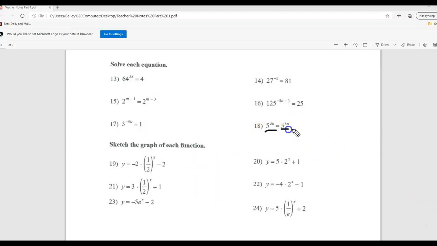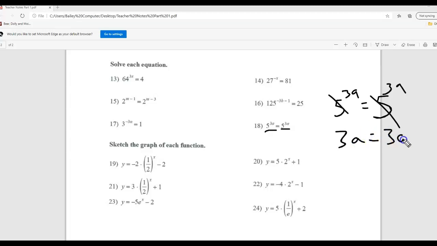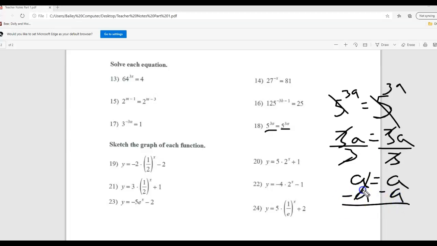Now, for this one here, the bases already match. So when the bases match already, again, you can just drop those off, right? So now I've got 3a equals 3a. It's kind of weird, right? Divide both sides by 3. You end up with a equals a, and it's kind of like a. If you want to keep going further, you can. You just end up with 0 equals 0.